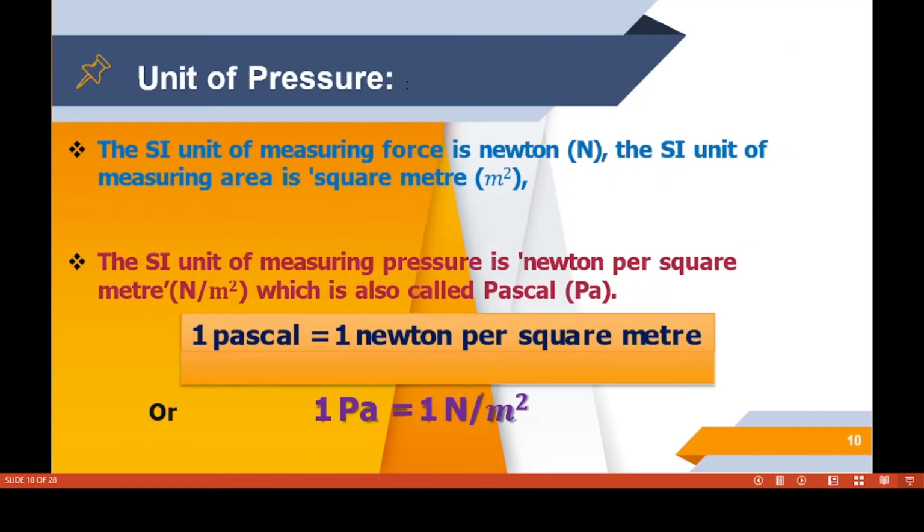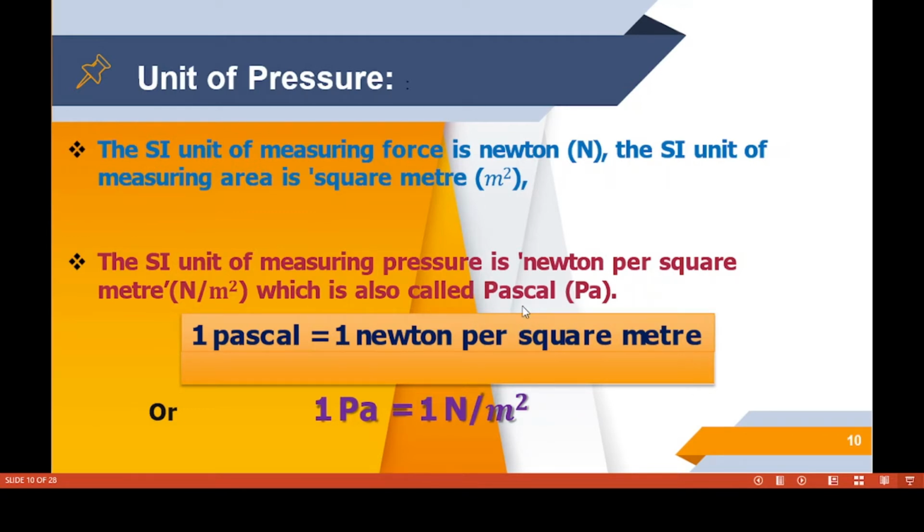Now we have to discuss the unit of pressure. The SI unit of measuring force is Newton. Already you know children, the unit of force is Newton, and the SI unit of measuring area is square meter. So from this we understand the SI unit of measuring pressure is Newton per square meter, because force is the numerator and area is the denominator. So Newton per square meter is also called Pascal.